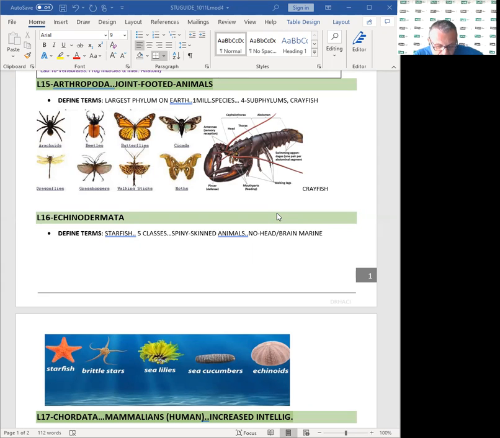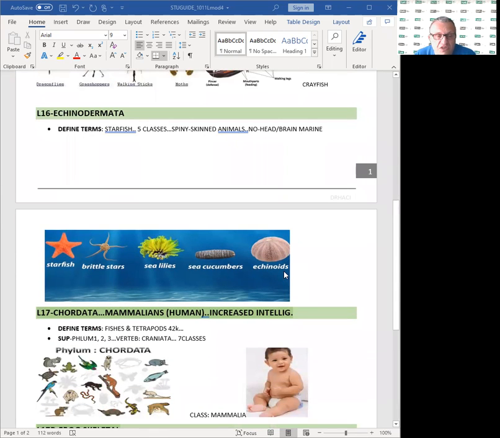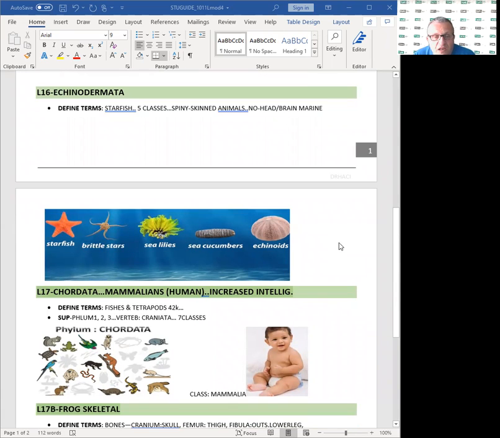Together with the next lab, which is chordates, the mammalians, which includes fishes and tetrapods, 42,000 species here, 3 subphyla, 7 classes under the chordates. So chordates and Echinodermata together are Deuterostomia, so make sure you study about this, their openings. Chordates are lab 17, and lab 18 continues the chordates with frog skeletons and frog muscles. So you need to be studying.